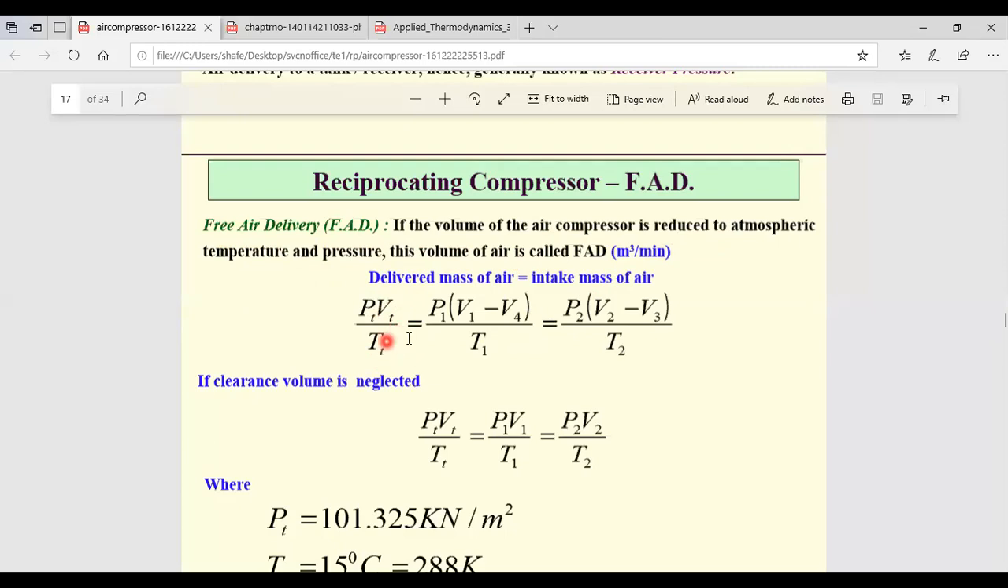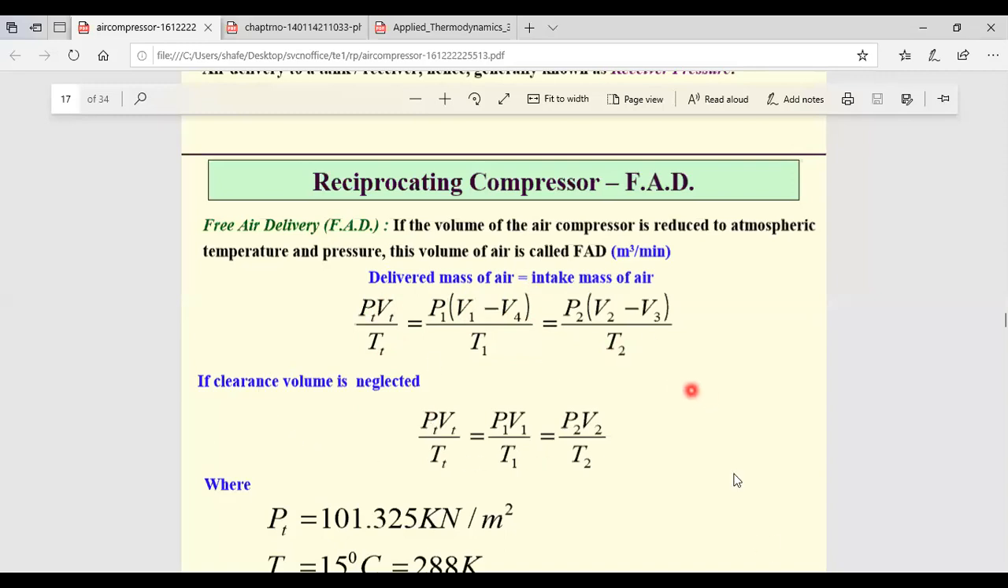So how can I determine the volume of free air? Where PT is the atmospheric condition. In the problem they will be giving 1 atmosphere, and say 20 degrees, the air is taken. But actually when the suction stroke starts, P1 is the pressure and T1 is the temperature, slightly different from free air or atmospheric or ambient conditions. Then it will be PT VT by T equal to P1 into (V1 minus V4), which is called the effective volume, by T1.